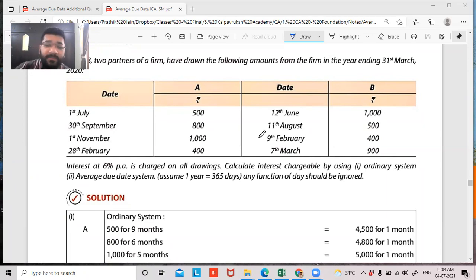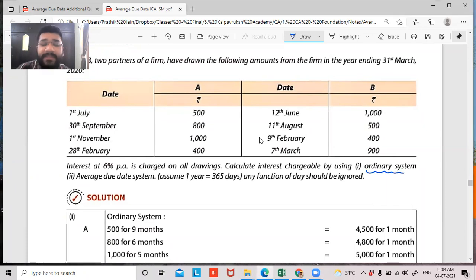In the ordinary system, there are basically 3 ways of calculating interest on drawing. One is the simple method, second is the product method, third is the average period method. The average period method cannot be applied here because the amount is varying. So because of that, you're disqualified to use the average period method.